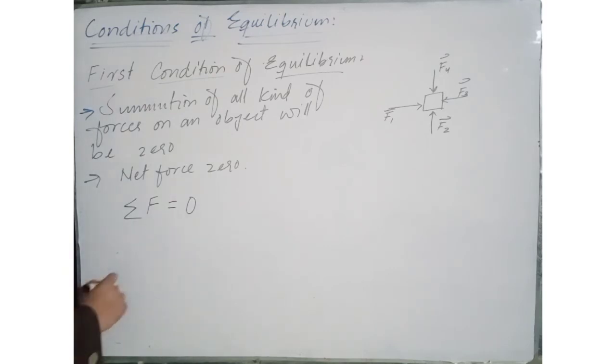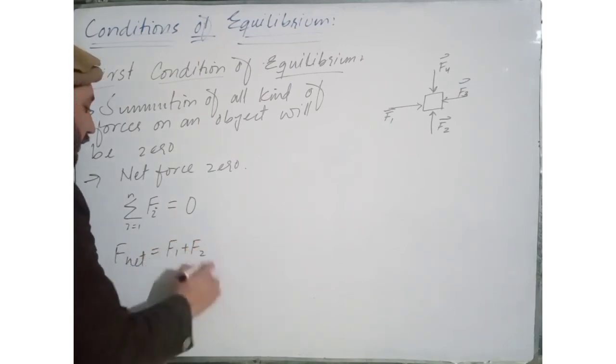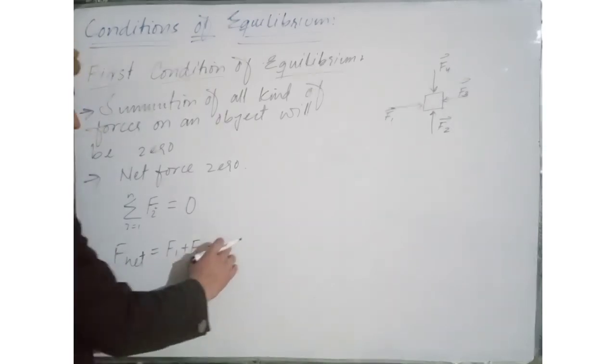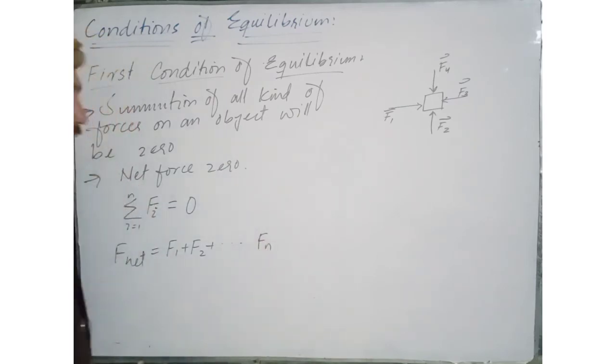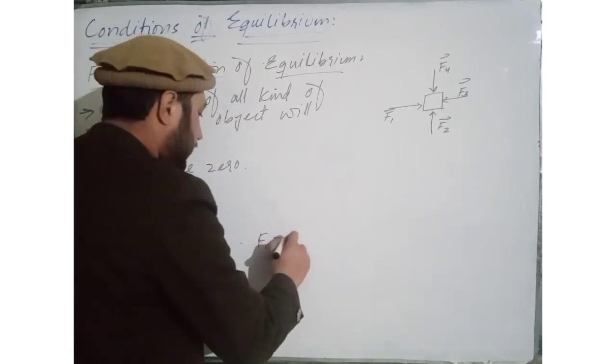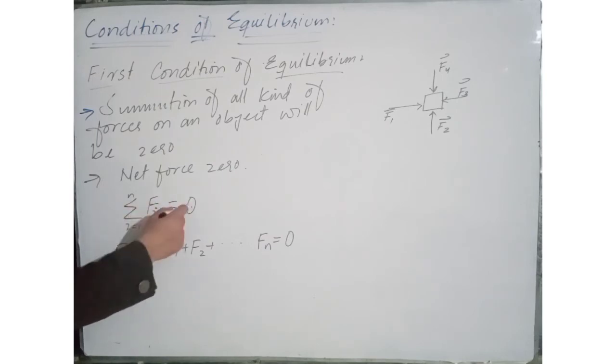Or we can even write i from 1 up to n, because the net force F net is actually the summation of individual forces. Let's say we have n forces, so we can write F1 plus F2 plus up to Fn. The net force must be 0, and this expression can be written as sigma Fi, where i starts from 1 and goes up to n, and this net force is 0, right?